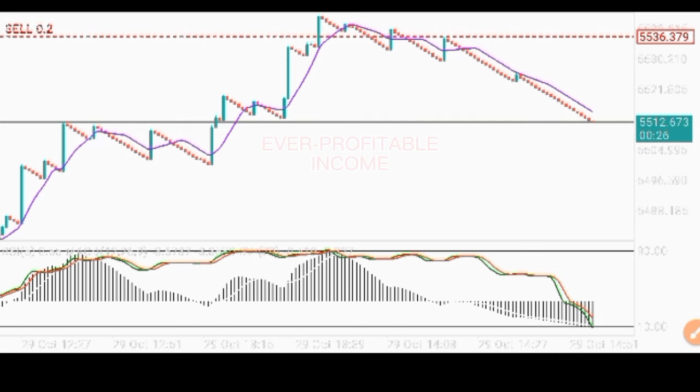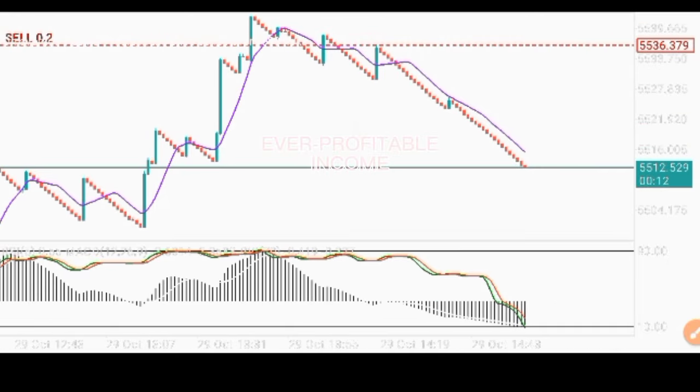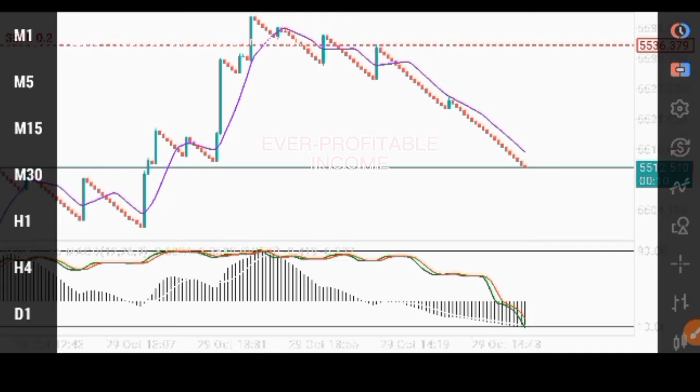Like I was saying, the relative vigor index should be at level 90, and the MACD should also be at level 90, like we have over here. Now, I want you to take note of something.